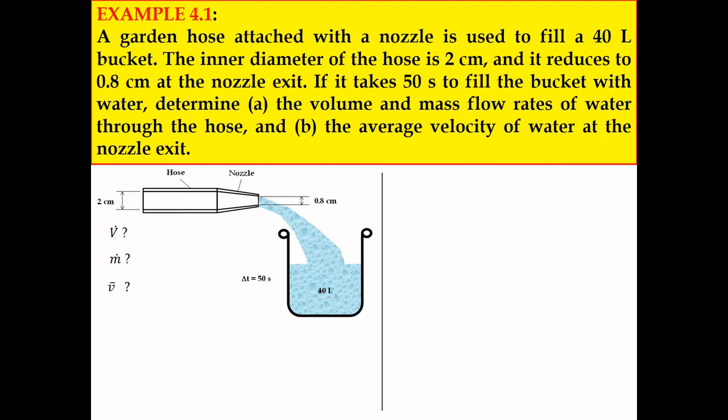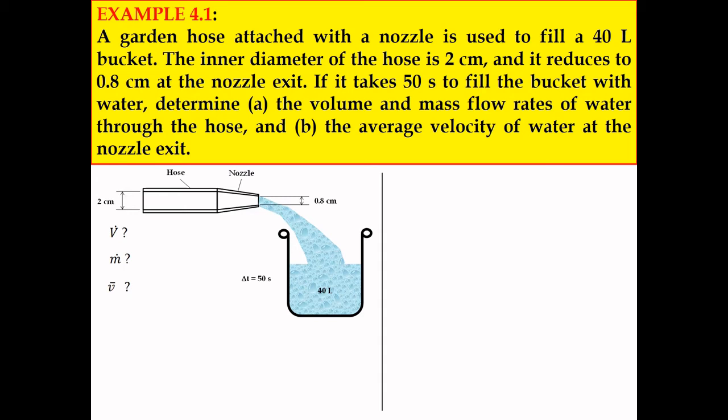Now try to draw a simple schematic diagram to describe the problem and put in whatever data is given. As shown in the schematic diagram, we already have the diameter of the hose and the diameter of the nozzle at the exit, and the amount of water required to fill the bucket is 40 liters. We also have the time required to fill the bucket with 40 liters of water.